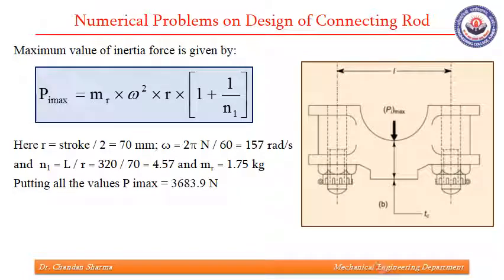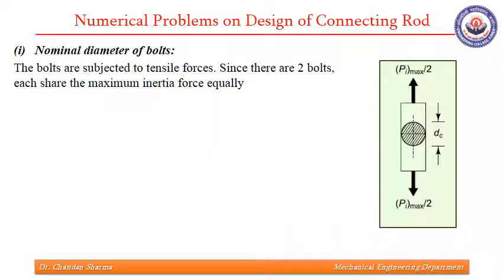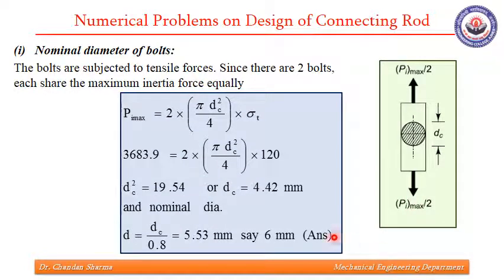Now we need to design. As shown in this diagram, the bolts are subjected to tensile forces. Since there are two bolts, each bolt will share the maximum inertia force equally, which is given by this equation. So Pi max will be 2, where 2 is the number of bolts, times the area of one bolt, pi dc square by 4, times sigma t, the permissible stress for the bolt material.